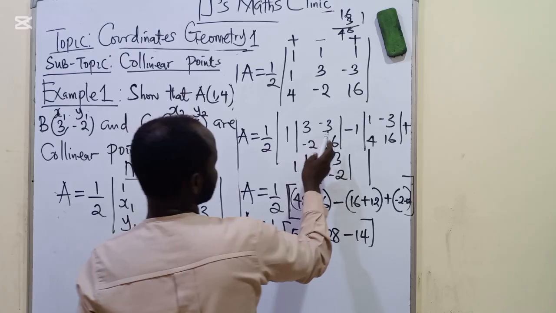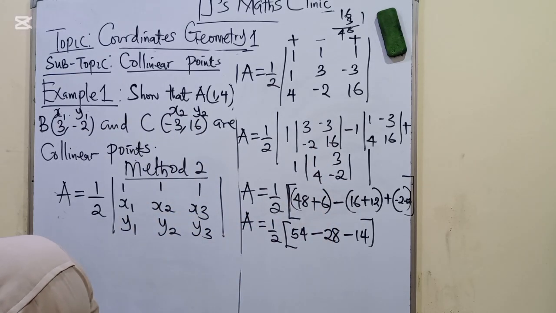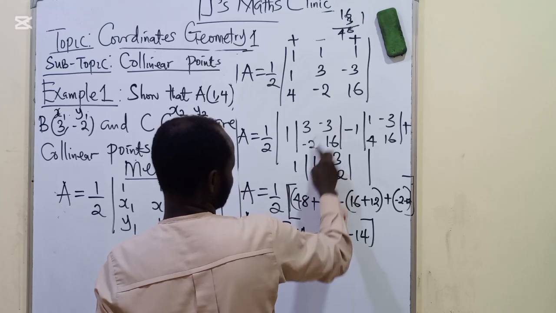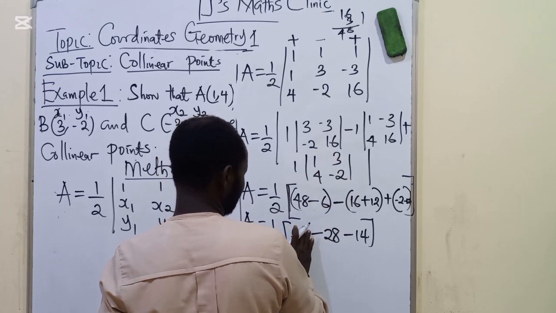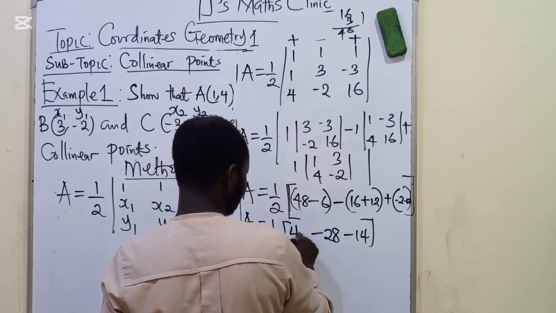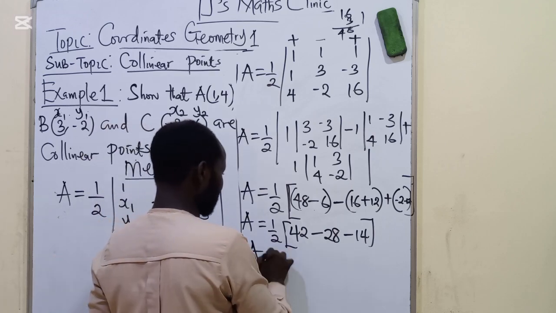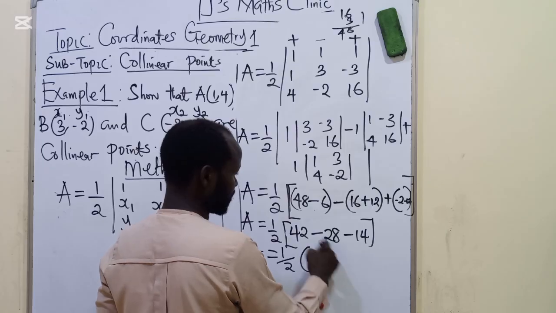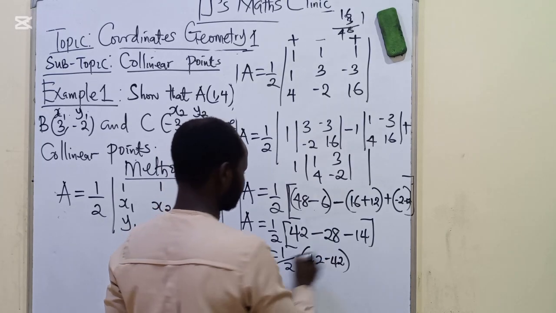Let's check. Is this minus 3? Let's check the coordinate again. Minus 2 minus 3. Okay, let's check. Minus times minus is positive here. Sorry, here it is supposed to be minus. And that will be 48 minus, that will be 42. That's here. It will be the area now, which is half, into 42 minus 28 minus 14. That will be minus 42.